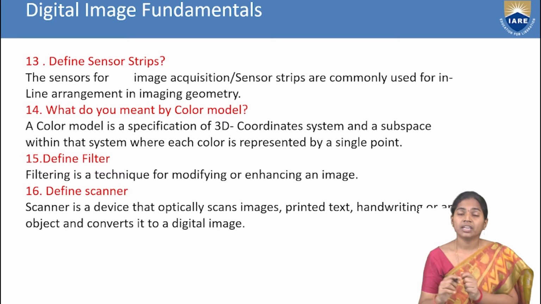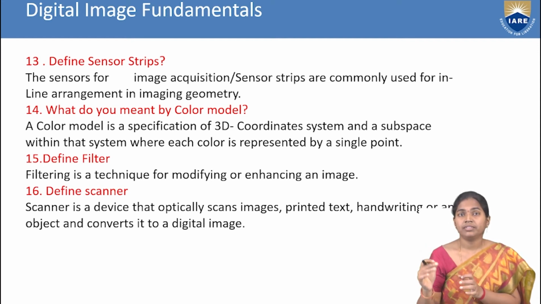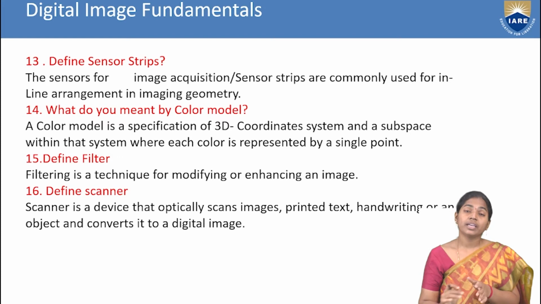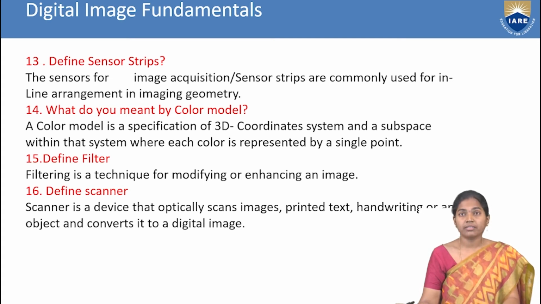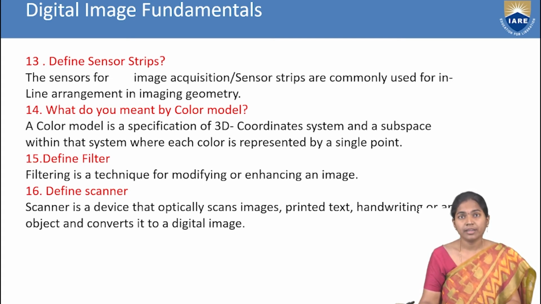Whatever we connect to the scanner output, either a printer or a CPU monitor, it will appear there. Monitor means display and printer means we take printouts. So with the use of a scanner also, it converts light energy into electrical form. This scanner is a device that optically scans images, printed text, handwriting, or an object and converts it into a digital image.